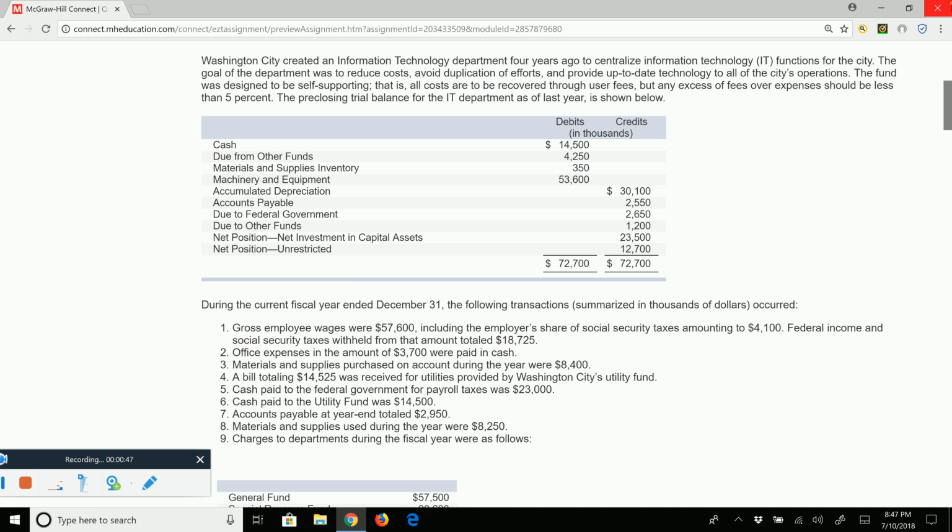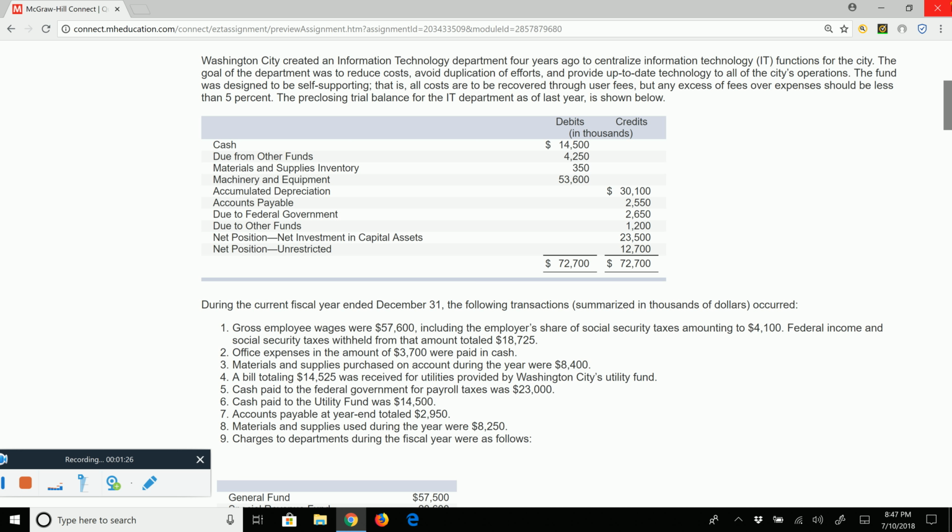We have an example here where we have a city. They created an IT department 4 years ago to centralize IT functions for the city. So basically, there is this one department, the IT department, and they service all the other departments. The goal of the department was to reduce costs, avoid duplication of efforts, and provide up-to-date technology to all the city's operations. This is the reason why an internal service fund would be created, really to reduce costs and have all the efficiencies of one department doing all of the expertise, in this case, IT.